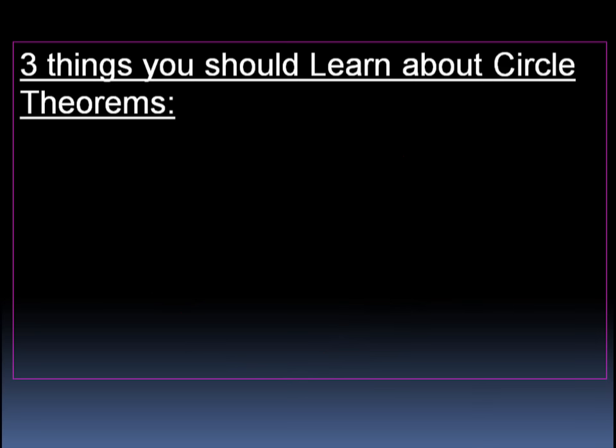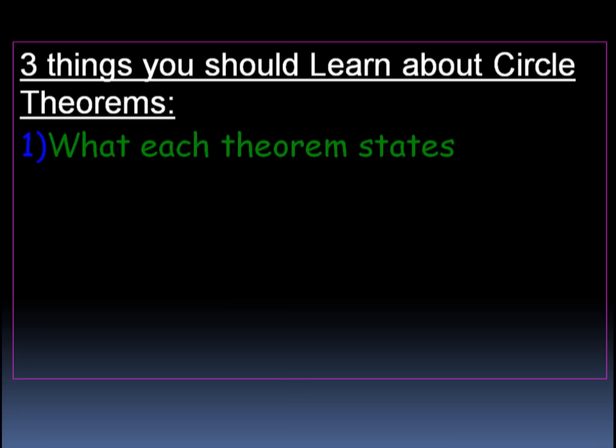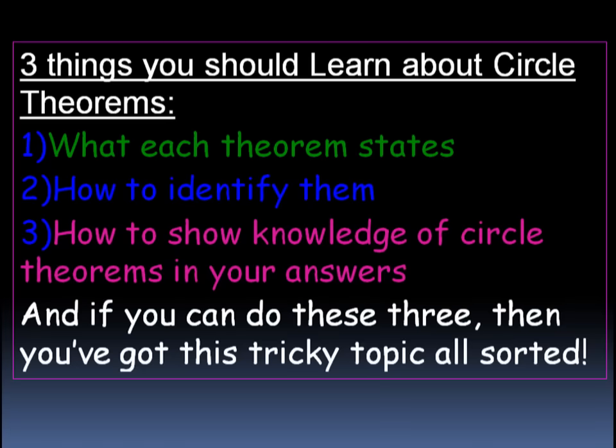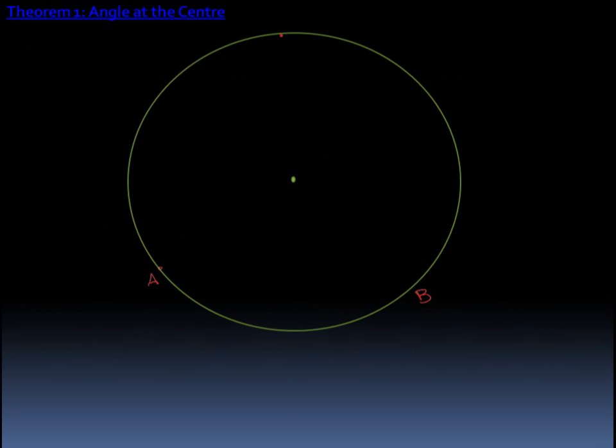Okay, so let's look into the theorems now. There are three things you should learn about circle theorems, and we touched on them in the objectives. We need to know what each theorem states and how to identify these theorems when we see them in problems. And third, we should know how to show knowledge of circle theorems in how we answer the questions. If we can do these three, then we've really got this tricky topic all sorted out. Let's look at the first theorem, circle theorem one.